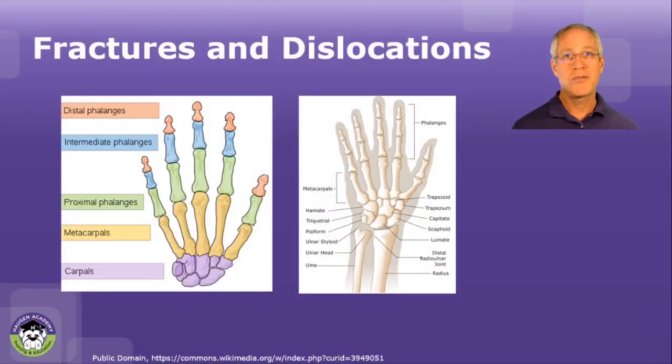Your hands have 27 bones each, which totals a quarter of the bones in your whole body. Take time to get to know each of these well if you code hand surgeries, and keep a diagram like the one you see nearby when you're coding these.